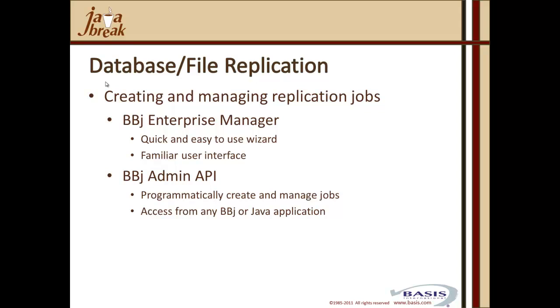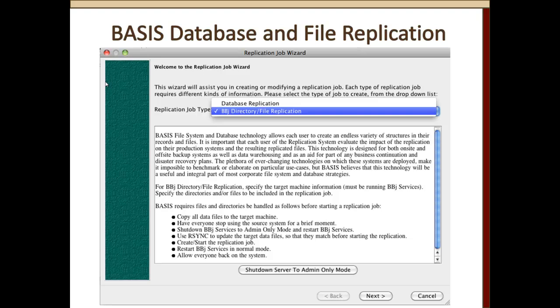By using the BBJ Admin API, the same full functionality that you have from within the Enterprise Manager is now provided to you via the language. So you can programmatically create and manage replication jobs. So you can access that from any BBJ or Java application. This is what a screenshot looks like when you go into the replication job wizard within Enterprise Manager. The first thing you're going to be asked for is whether you wish to replicate directory or files, or whether you wish to replicate a basis database.